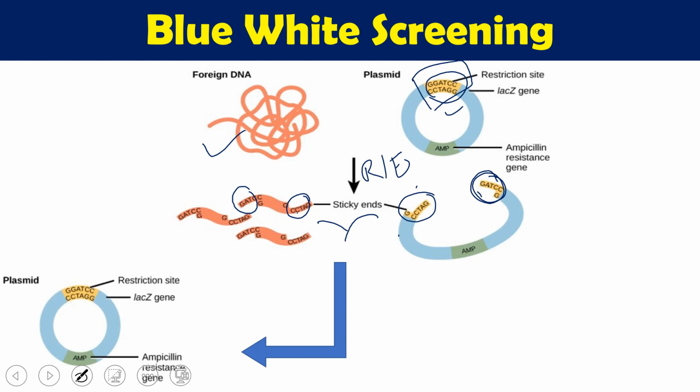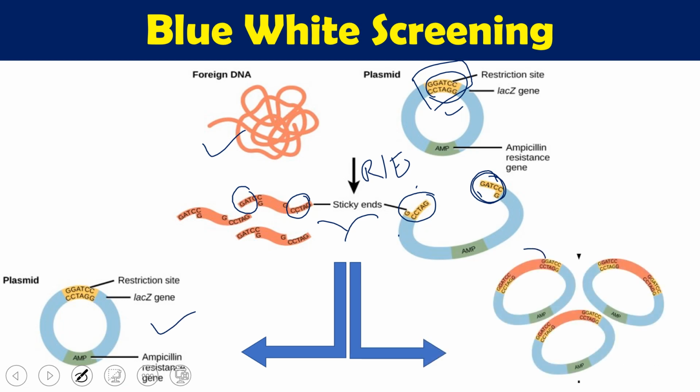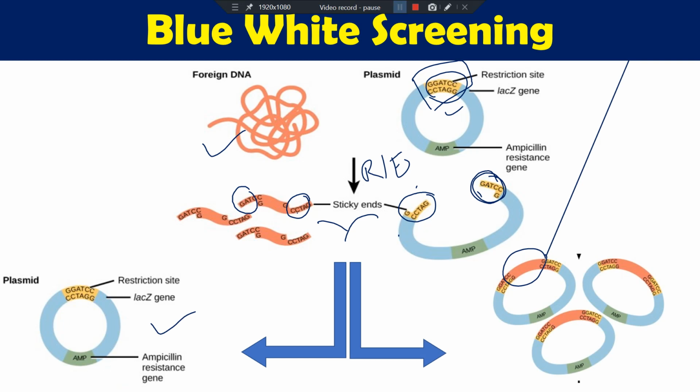So it might be possible that you have a self-ligated plasmid without any insert, or it may be possible that the gene of interest has been inserted there. In this case, we are going to get two different types of sample. One is recircularized, reassembled vectors, and the second is where cloning has been done.